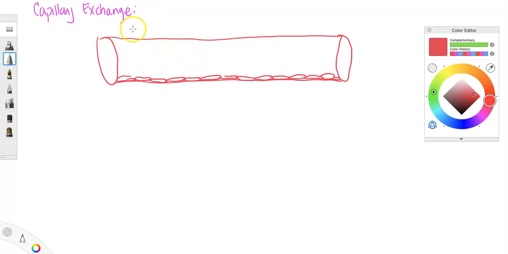Okay, and we have our little heart here, and the blood runs in one end, which is the arterial end, and then it leaves the venous end to go back to the heart.